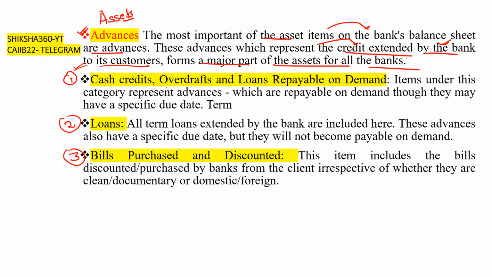So the first one is cash credit, overdraft and loans repayable on demand. What are the items under this category? Basically, items under this category represent advances which are repayable on demand.